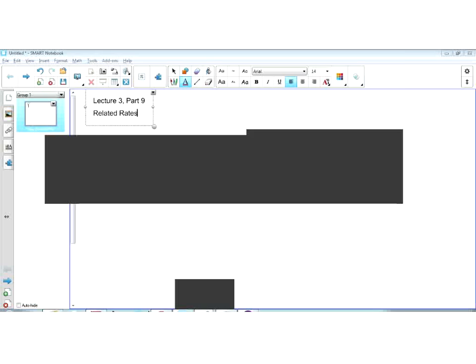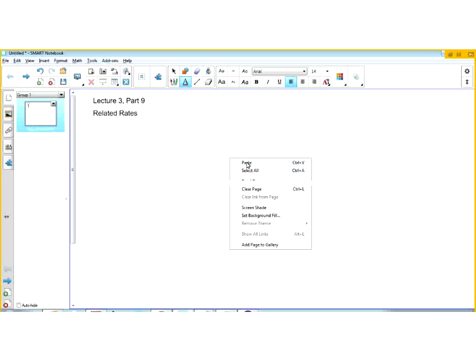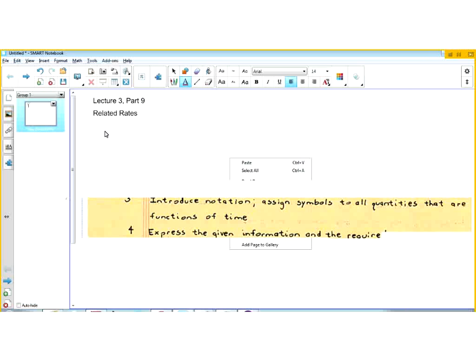Let me pull up a flow chart kind of thing. Let's see if it'll let me. And this is in the text as well. But the procedure, or the sequence of steps to think about when you solve a related rate problem, is the following.